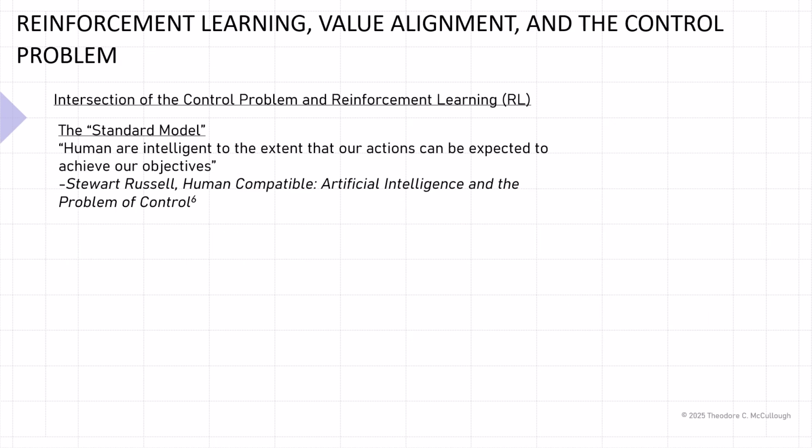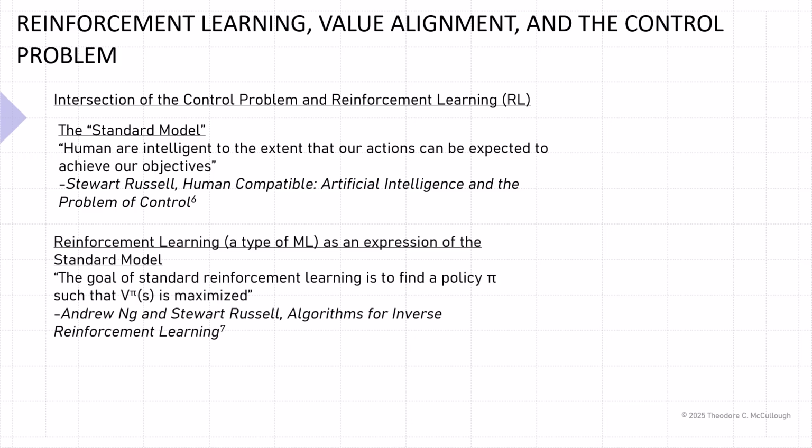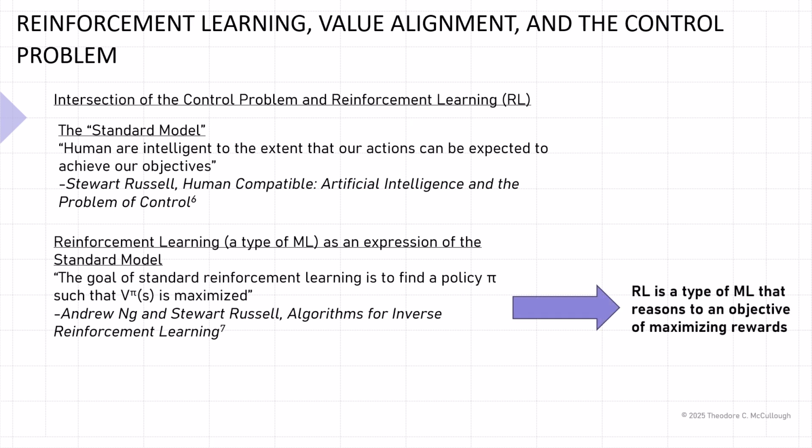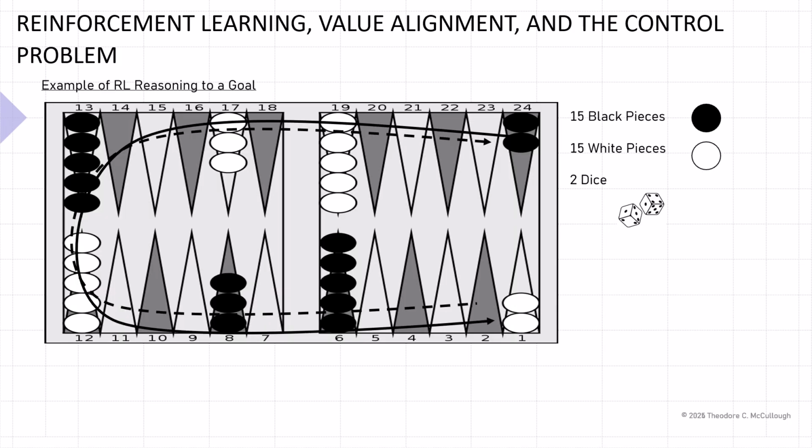To understand the control problem, it's necessary to understand what Russell calls the standard model. According to Russell, humans are intelligent to the extent that our actions can be expected to achieve our objectives. Reinforcement learning, a type of machine learning, is really an expression of this standard model. According to Ng and Russell, the goal of standard reinforcement learning is to find a policy that maximizes rewards. That is, reinforcement learning is a type of machine learning that reasons to an objective of maximizing rewards.